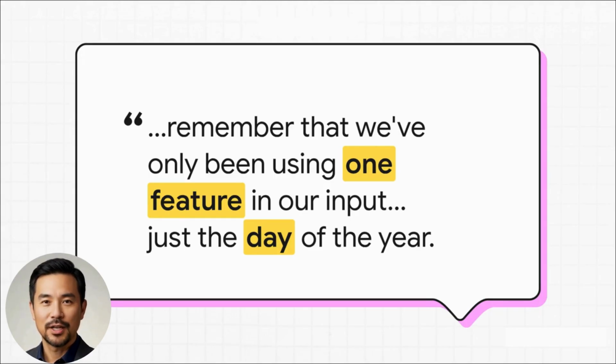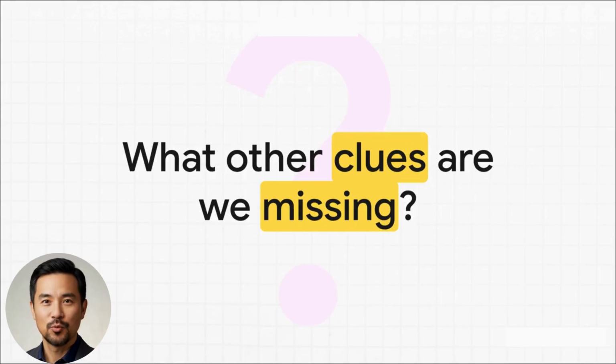We've been trying to solve this entire mystery with just one single clue. And that brings us to the most important question of all. What other clues are we missing? What about the city or state where the pumpkin was sold? The size of the pumpkin, the specific variety? How about the weather that year? This whole investigation teaches us a really important lesson. In data science, just like in detective work, sometimes the key to cracking the case isn't finding a more clever theory, it's just going out and finding more clues.